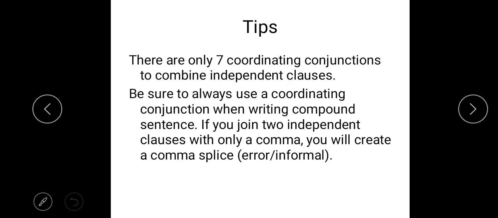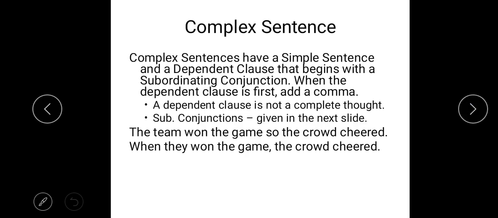So next comes the complex sentence. Complex sentences, this is the structure. They have a simple sentence and a dependent clause that begins with a subordinating conjunction. When the dependent clause is first, add a comma. So this is how the structure of a complex sentence will be.